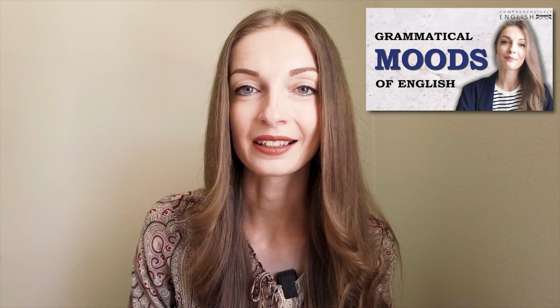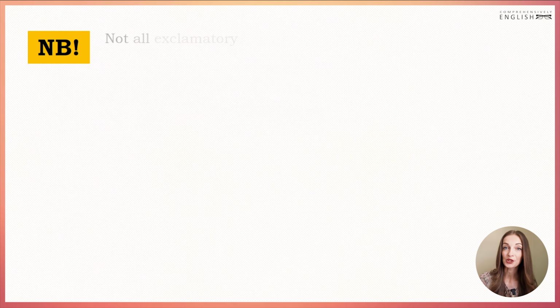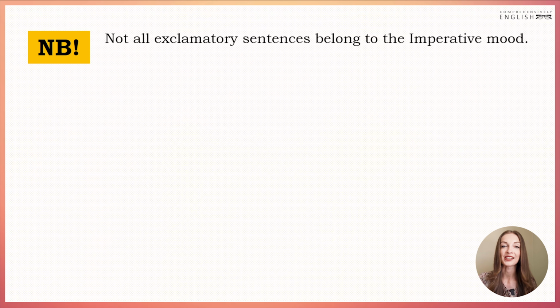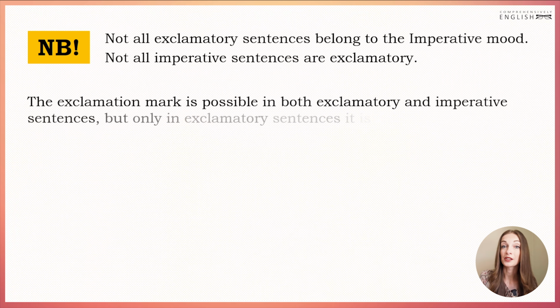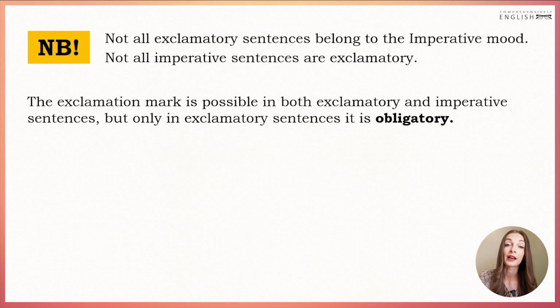I want to stress that though exclamatory sentences always have the exclamation mark, they don't always belong to the imperative mood. Check my lesson on moods here or in the link in the description to this video. Please note that not all exclamatory sentences belong to the imperative mood and not all imperative sentences are exclamatory. The exclamation mark is possible in both imperative and exclamatory sentences, but only in exclamatory sentences it is obligatory. It is a must. Okay?